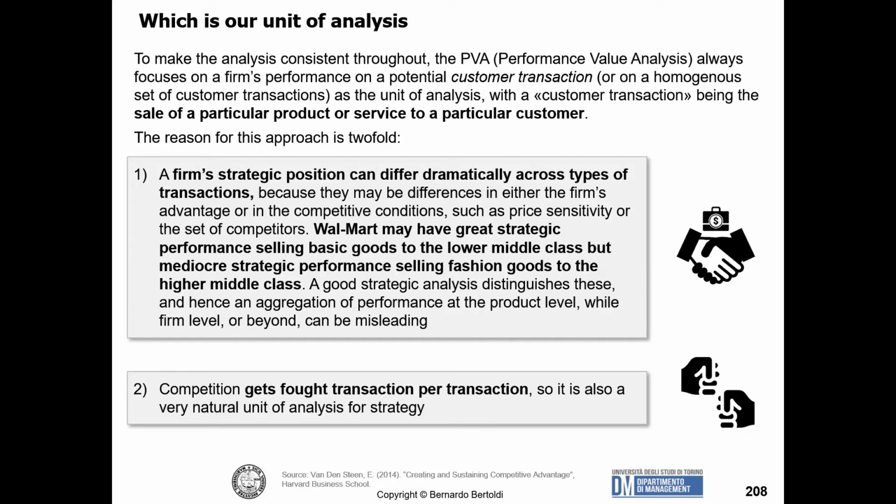So the example of Professor Van der Steen, Walmart, is very good in selling basic goods to lower middle class. So there you see value creation at work for Walmart. But if you compare using averages of the industry, the performance of Walmart selling a fashion good to a higher middle class, that probably some competitors like Target, that are in the same industry, can do, you don't really see value creation a la Walmart working in that case.